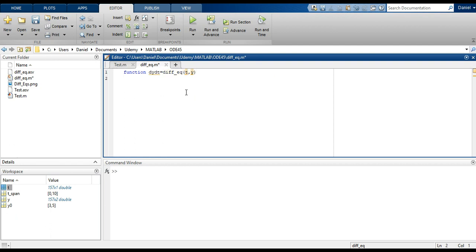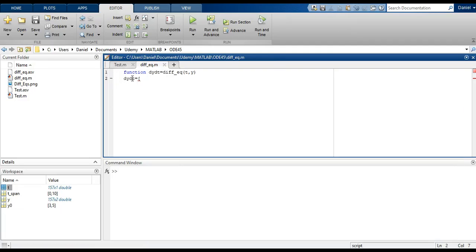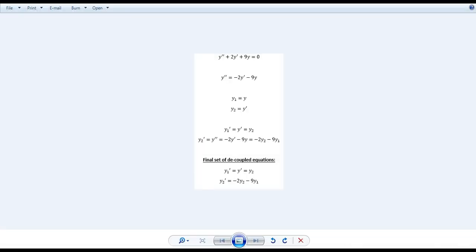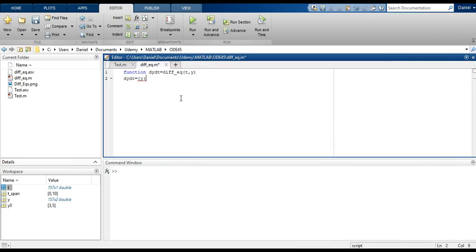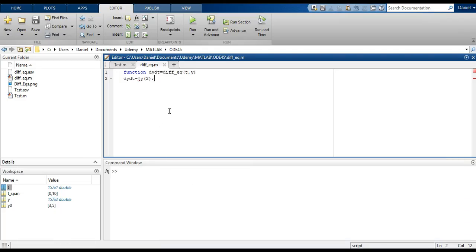So now we need to define what dy dt is. So dy dt equals, and you're going to have to put each equation in a separate row. So let's go back to this. We know that y1 prime equals y2. And now this is dy dt, so we're defining the derivatives. So all you've got to do here is type y parentheses 2, close parentheses. Do a semicolon to go into the next row, which will define the next differential equation. We have here y2 prime. We need to write basically negative 2y2 minus 9y1. So negative 2 times y2 minus 9 times y1. Close it, put the semicolon, type end, and you're good to go.